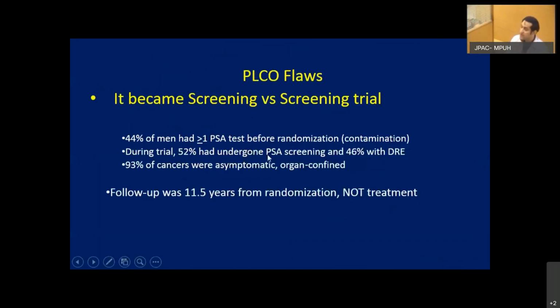The flaws: it became a screening versus screening trial, because the patients who were in the control group, around 50% of the patients, already had PSA screening done before that. So there was a lot of contamination. That is 44% of men. And during the trial, the PSA screening in the screen group was around 85%. So it was a follow-up. Again, the follow-up of 11.5 years was from the randomization of the patients and not from the treatment given to the patients.